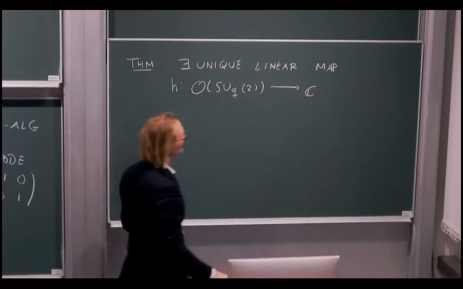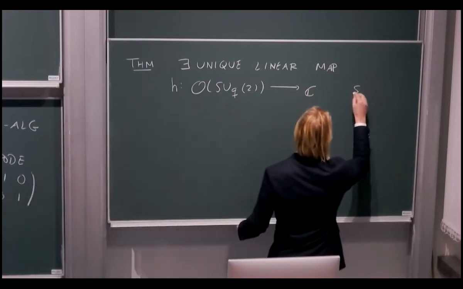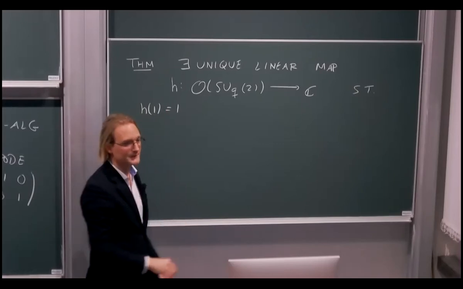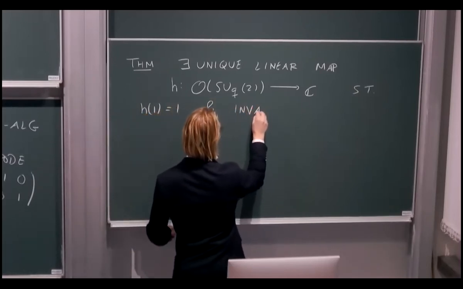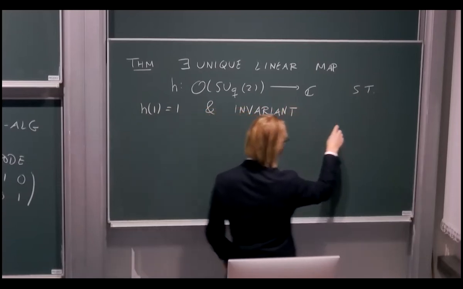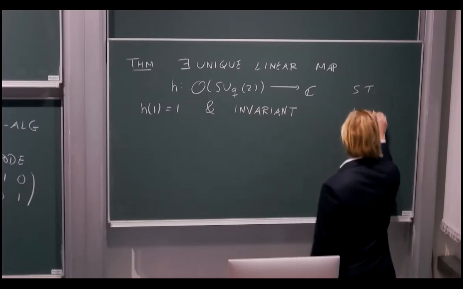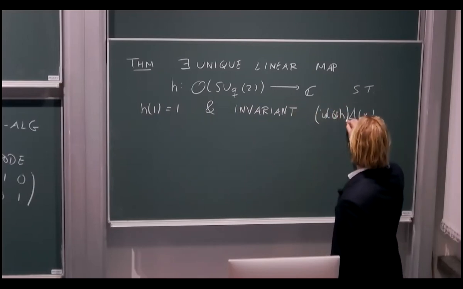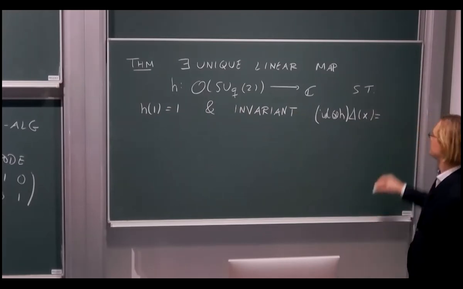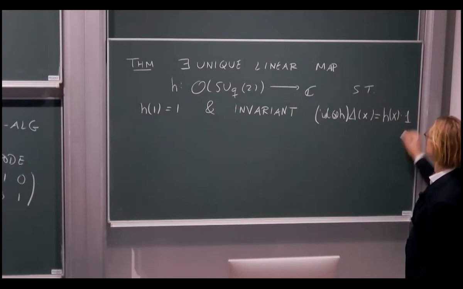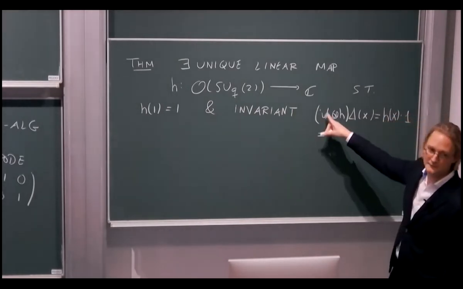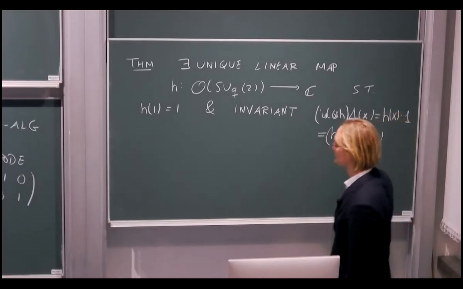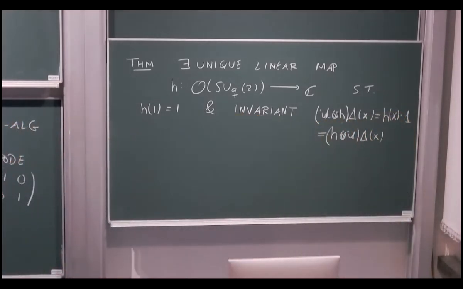and with values inside the complex numbers such that it satisfies two properties. When I apply it to the unit, I'll get the unit. And moreover, it's invariant. This means that if I look at the coproduct applied to some element X in the coordinate algebra, and then I slice it with the identity tensor H, then I get nothing but H applied to X, multiplied with the unit. And the same happens if I slice with H on the other leg. This linear map is called the Haar state.